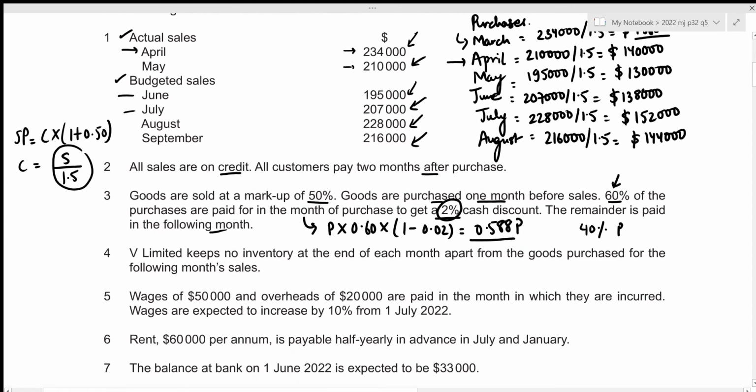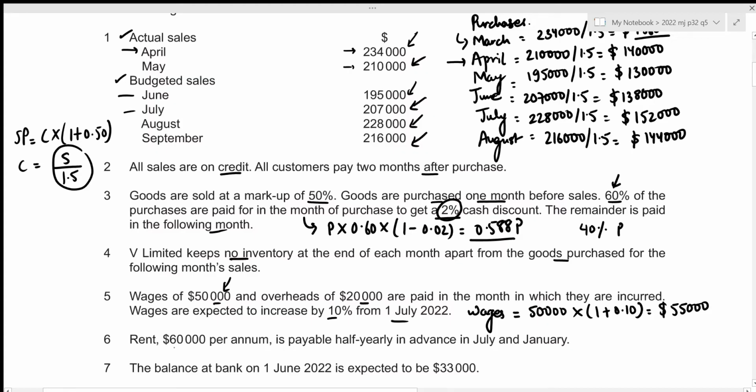All right. Then V Limited keeps no inventory at the end of each month apart from the goods purchased for the following month's sales. Wages of 50,000 and overheads of 20,000 are paid in the month in which they are incurred, and wages are expected to increase 10% from 1st July 2022. So let's figure out the new wages. We have the previous amount of 50,000. Now we just need to increase it by 10%. So that will be 50,000 times 1 plus 10%, which we can write down as 0.10, and this results in the amount of 55,000. So the wages will be 55,000 starting from the month of July.